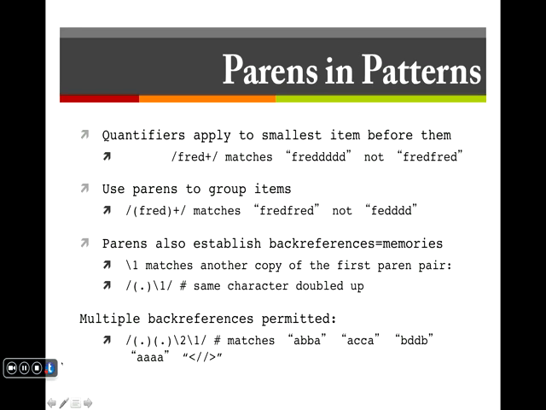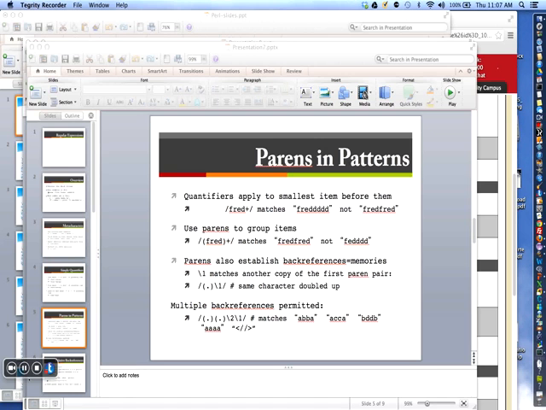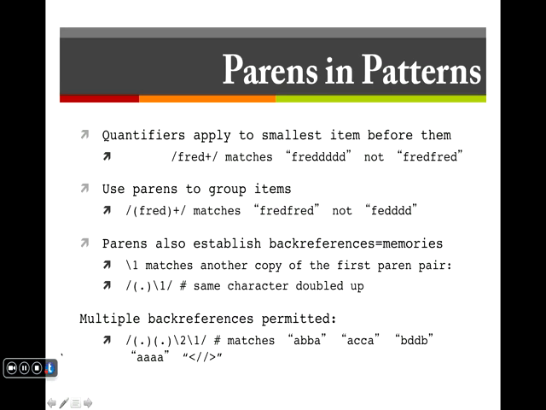So what else? We also have the parentheses with back references, which is a very known concept known as memories. So what can we do with these memories?